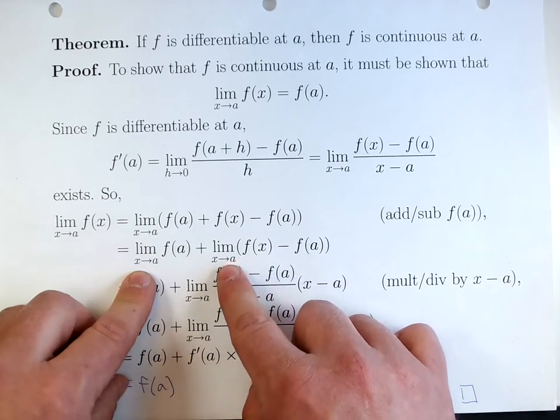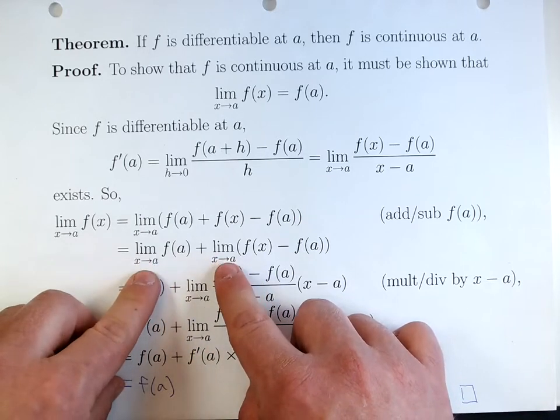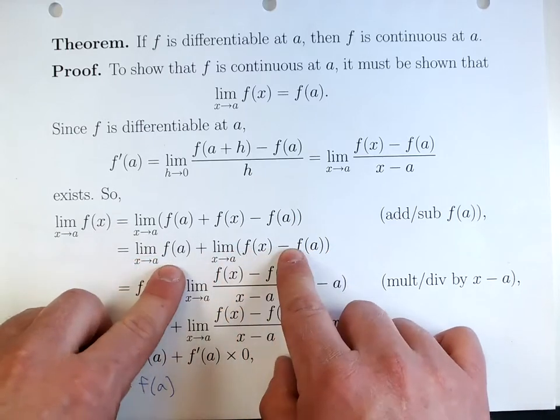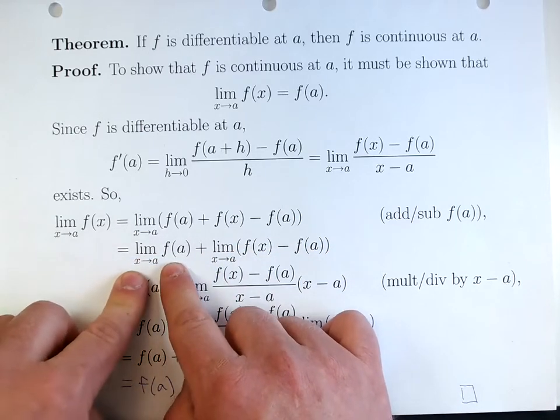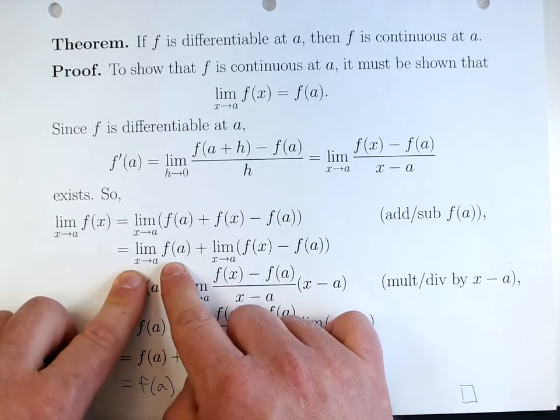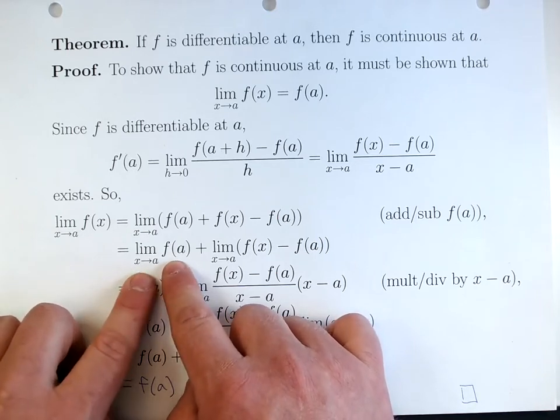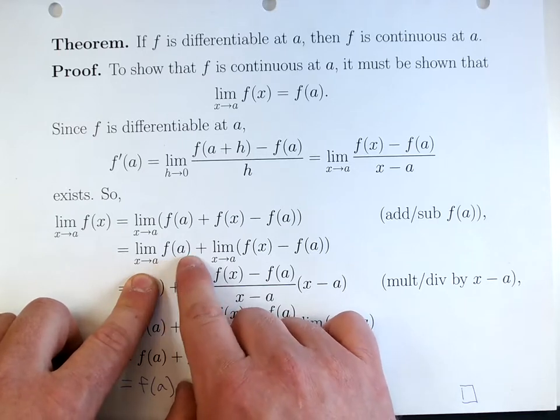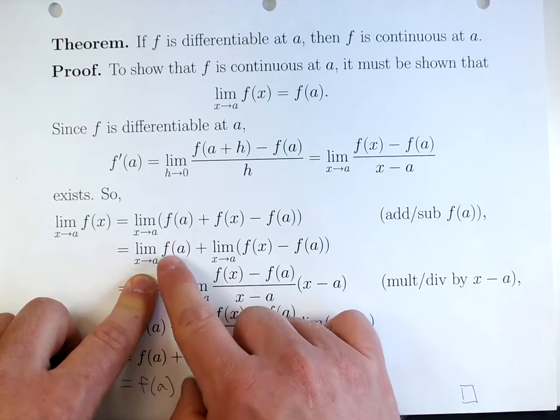Okay? Now again, the way limit laws work, you're only allowed to do that if both these limits exist. So let's take a look at the first one. Does that limit exist? The limit of f of a as x approaches a. Well, that looks a little weird because it's normally f of x. There's no x's left in here, right? What does f of a mean?